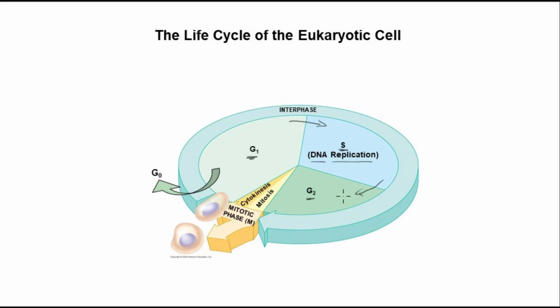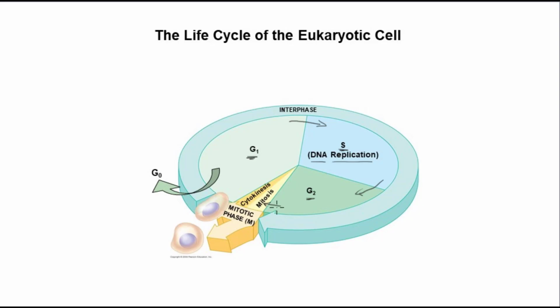The cytoplasmic organelles are going to be duplicated, and importantly, any final repair to the DNA and checks on the integrity of the cellular DNA are going to happen here in G2 as well. Once the cell has double-checked that all cellular DNA has been correctly replicated and any mutations or damage that the DNA has incurred has been repaired, only then will the cell proceed into the mitotic phase.